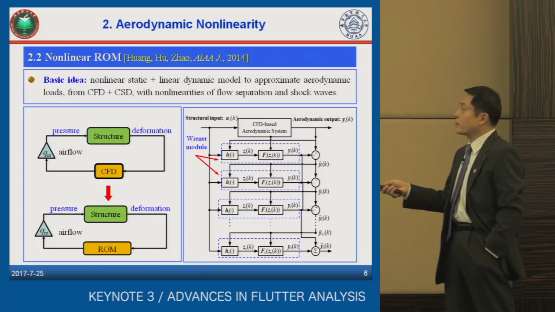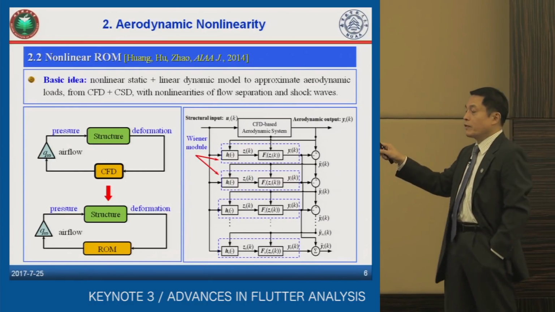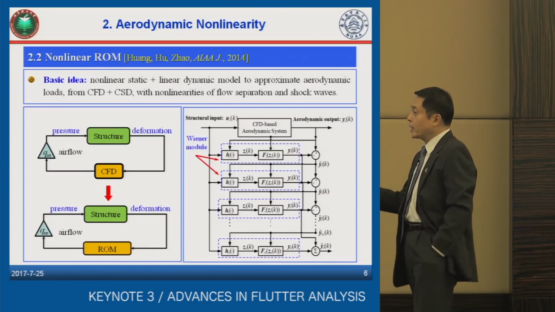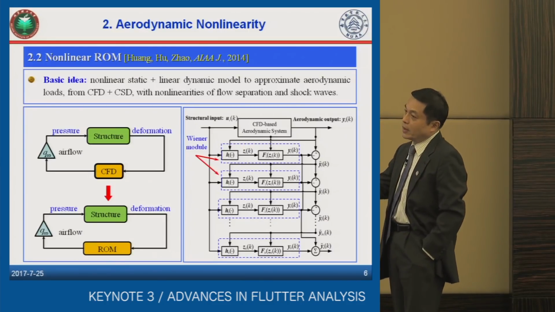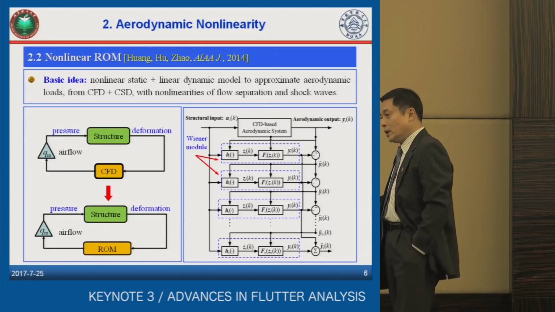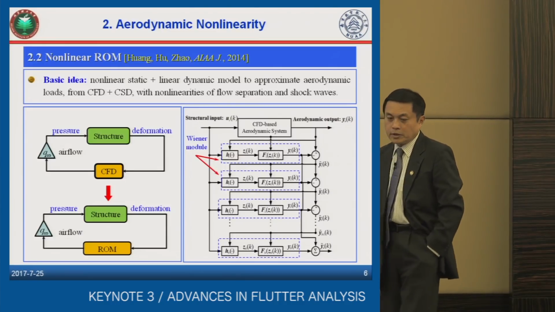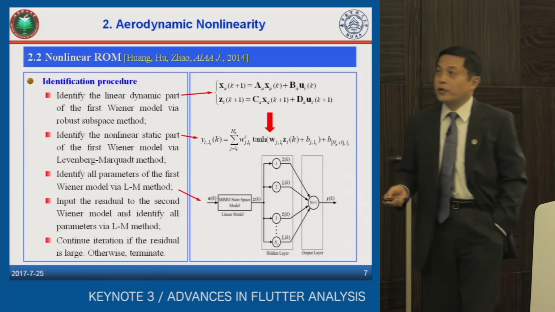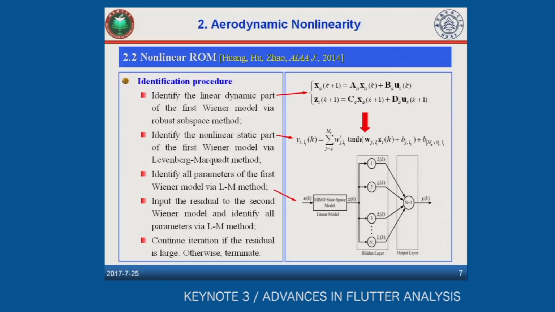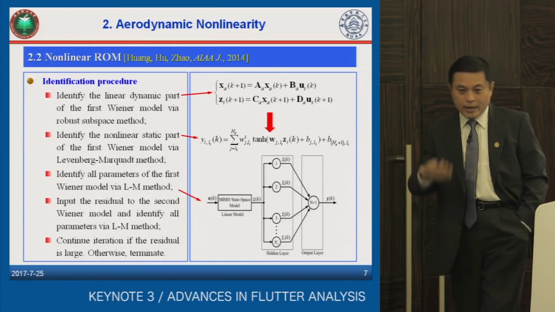Then the fitting process begins from the first Wiener module, and we put the output of the CFD into the first Wiener module, and then we calculate the residue compared with the output of the CFD. And then we put the residue into the next Wiener module, and continuously, as long as the error is too large, we need to add more Wiener modules. Otherwise, we can terminate the fitting process. This way, we can derive the specific identification procedure like this. We first identify the linear dynamic part of the first Wiener module through a robust subspace method. And then we identify the parameters in the nonlinear static part. And then we put these modules together and identify all the parameters in the first Wiener module. Then we calculate the residue output and continue the fitting process until the error is less than your criteria.